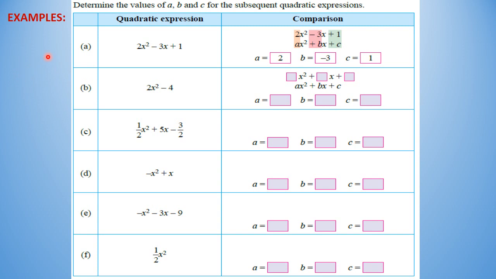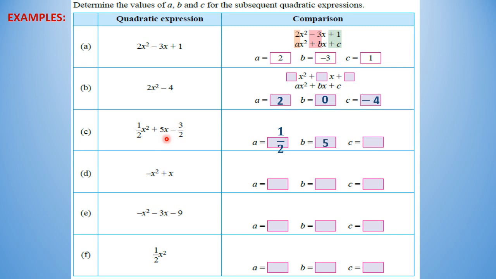Now we look at another example. Determine the values of a, b, and c for the following quadratic expressions. Now we look at a. 2x squared minus 3x plus 1. From here, a equal to 2, b equal to negative 3, c equal to 1. For b, 2x squared minus 4. The first one, a equal to 2. We don't have the value of b here, so b equal to 0, and then c equal to negative 4.